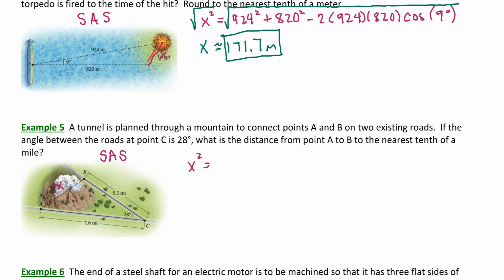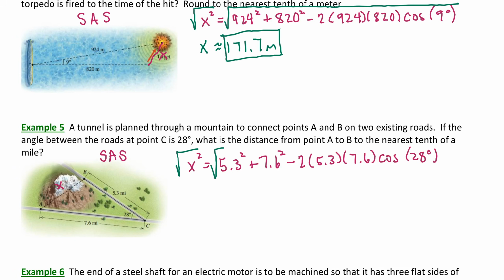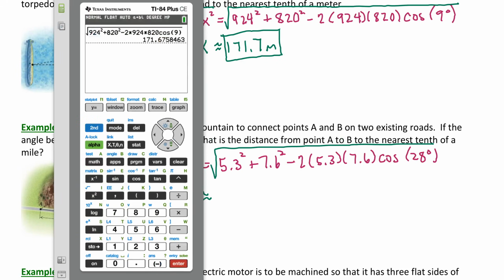So we're going to set this up as 5.3 squared plus 7.6 squared minus 2 times the product of those 2 numbers times cosine of the angle in between, which is 28 degrees. As we did on the previous problem, we can take the square root of both sides, and this will give us an approximation for x in one calculation.